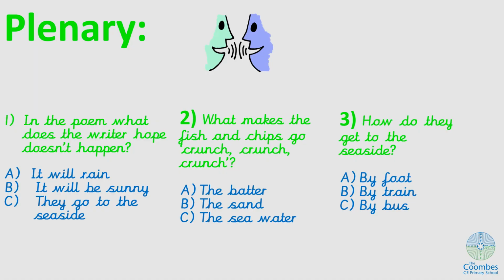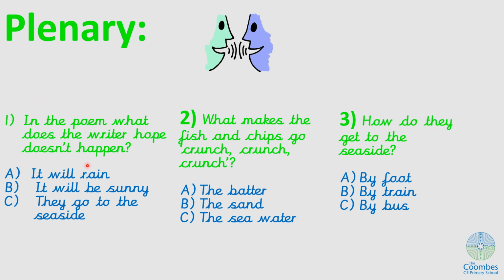You have worked really hard in today's lesson, so our final part of the lesson is going to be our plenary. For this task, you won't need to write anything down, you will just need to discuss with your adult, or you can follow the questions with me as I go through them. So, question number 1. In the poem, what does the writer hope doesn't happen?